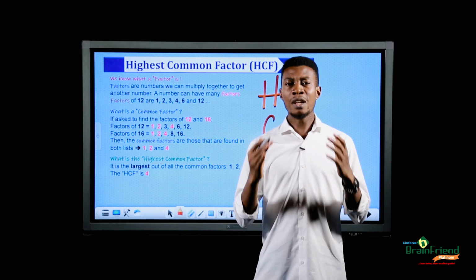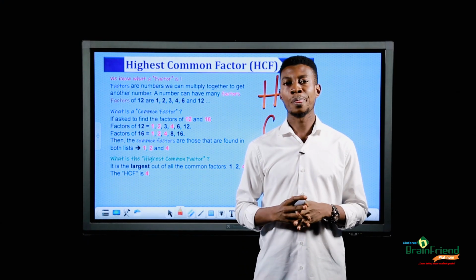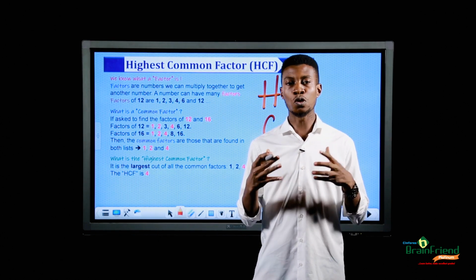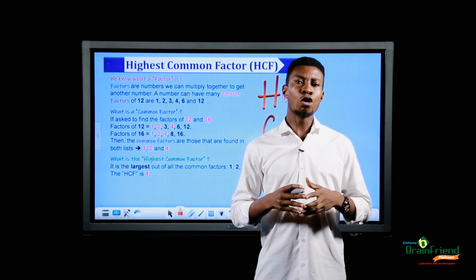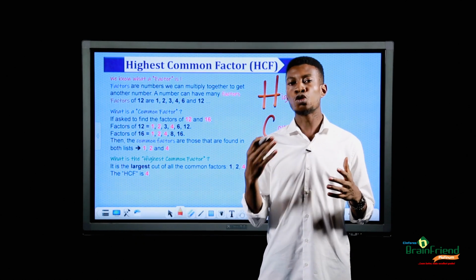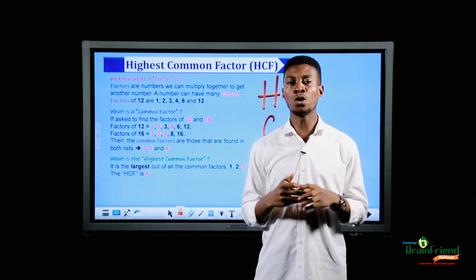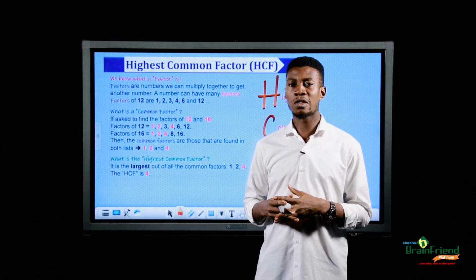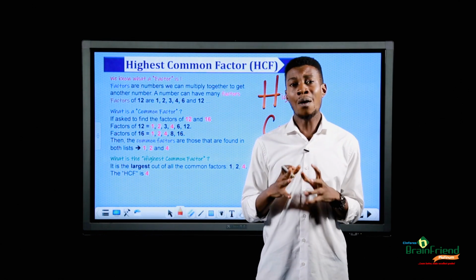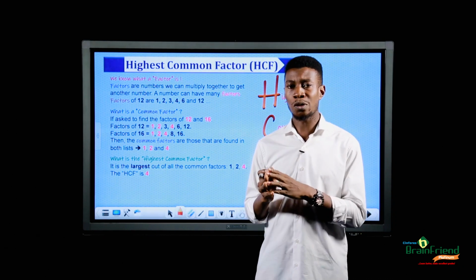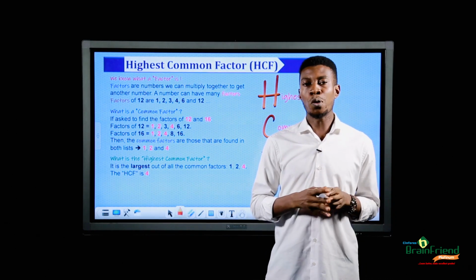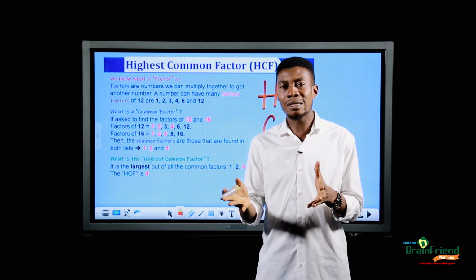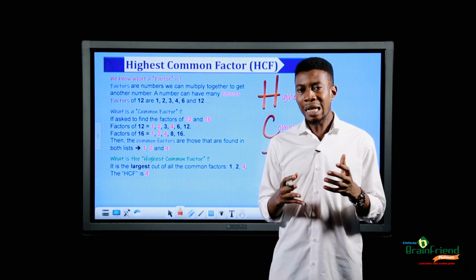Now, we have learned what factors are. Recall that factors are numbers we multiply together to get another number. For example, 12 has the factors 1, 2, 3, 4, and so on. Now, when we talk about common factors, don't forget our interest here is highest common factors. Before we get to that point, common factors are factors that are common when we have several numbers and their factors listed. Let's have an example.